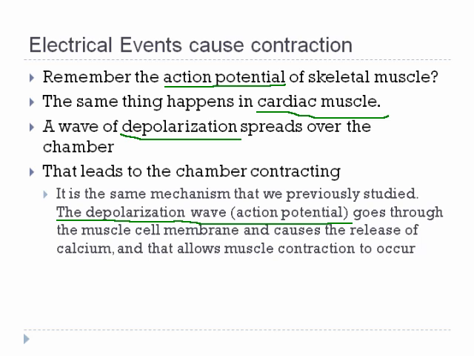A wave of depolarization or an action potential goes through the muscle cell membrane and causes the release of calcium. It uses the same molecules. Calcium binds to troponin, moves tropomyosin out of the way. Myosin and actin slide filaments relative to one another. That's why we studied that chapter in so much detail, because now we can just say it happens the same way.